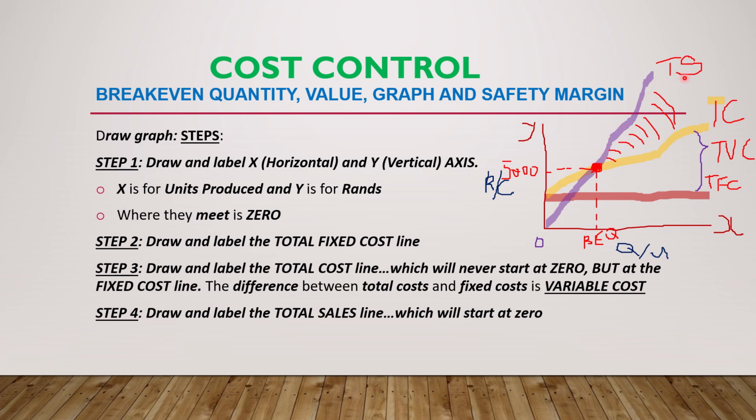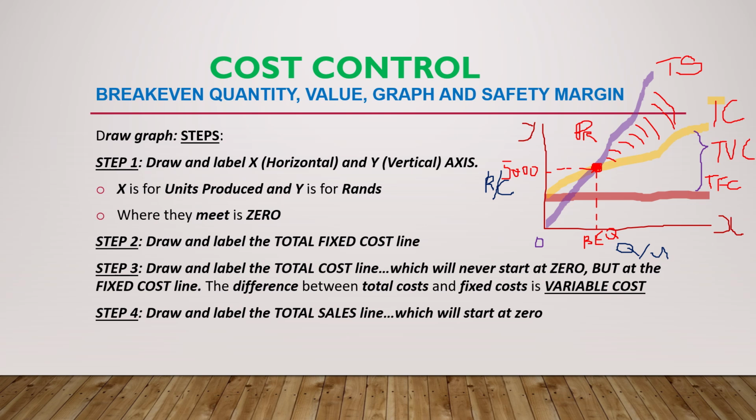The total sales is above this one, right? That's why this is here. At this point we are making profit. Okay, so at this point we are having profit. I'm just going to write P, profit, PR.